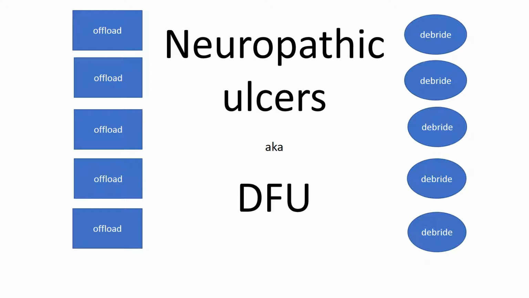Best practice to treat neuropathic ulcers, also known as diabetic foot ulcers, is to offload and debride, and we can't say that enough. We need to offload the pressure that caused the wound, and we need to debride the necrotic tissue and continue to offload till the wound heals. And we continue the wound care following the general wound care principles that we talked about.